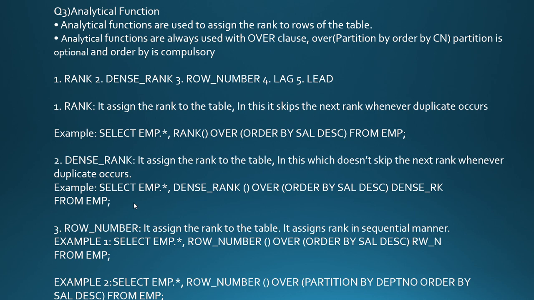Dense_rank does not skip the next rank whenever a duplicate occurs. Example: select emp.*, dense_rank() over (order by sal descending) rank. Rank is an alias name. Then from emp. Emp is a table name.